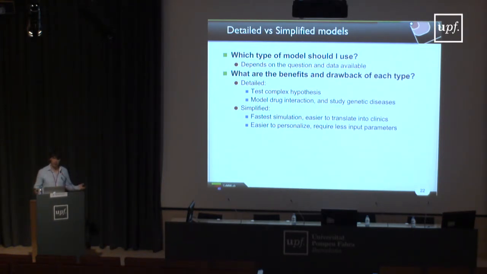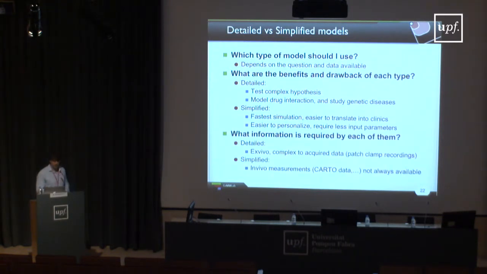But if I want to do some kind of simulation to guide an intervention for the doctor, who just needs to see how the heart activates, but I don't need to go into too much detail, a simplified model can be easier to implement and has another advantage, which is that with a few parameters, I can personalize a model, whereas in the other one that has so many parameters, it's pretty difficult to personalize.